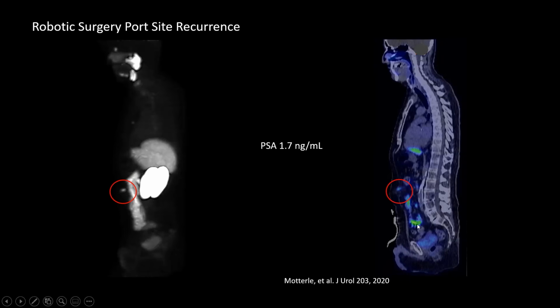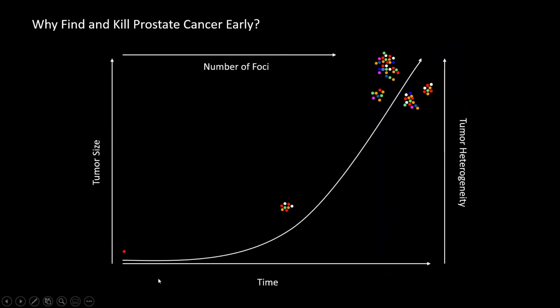The robot arm went into the body, and as the port was being removed, it must have contaminated the port site with prostate cancer. So we actually published a series of these as proof positive that you can explant cancer from one spot to another by basically instrumenting or manipulating the cancer surgically. So that was the first-time-ever report of that, and that has been reported.